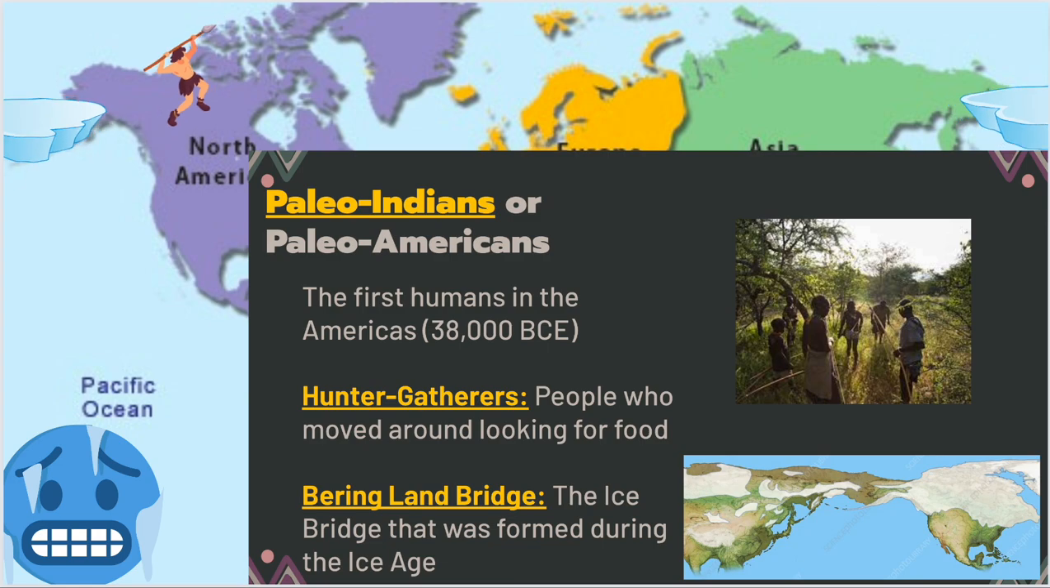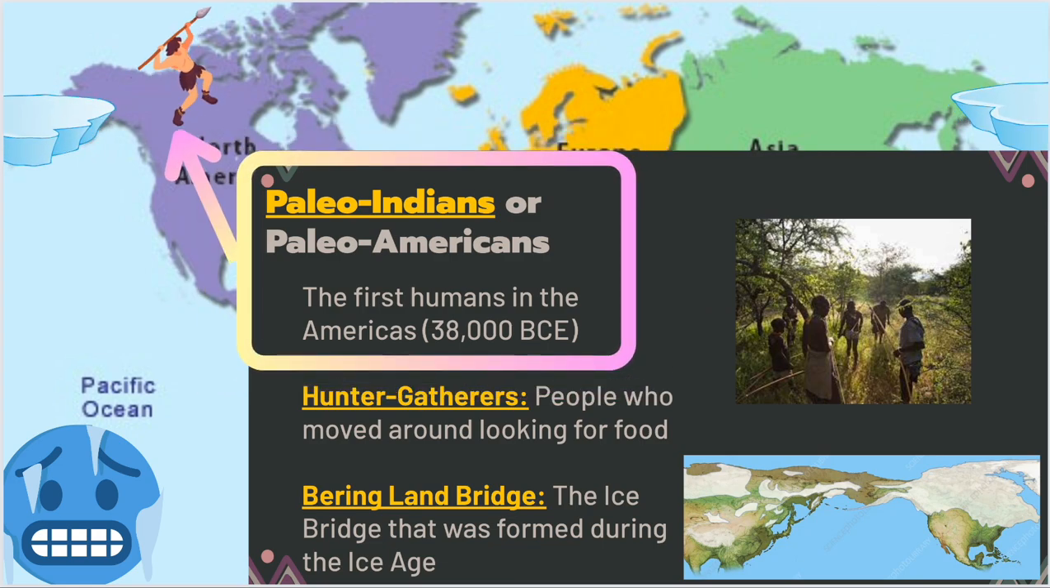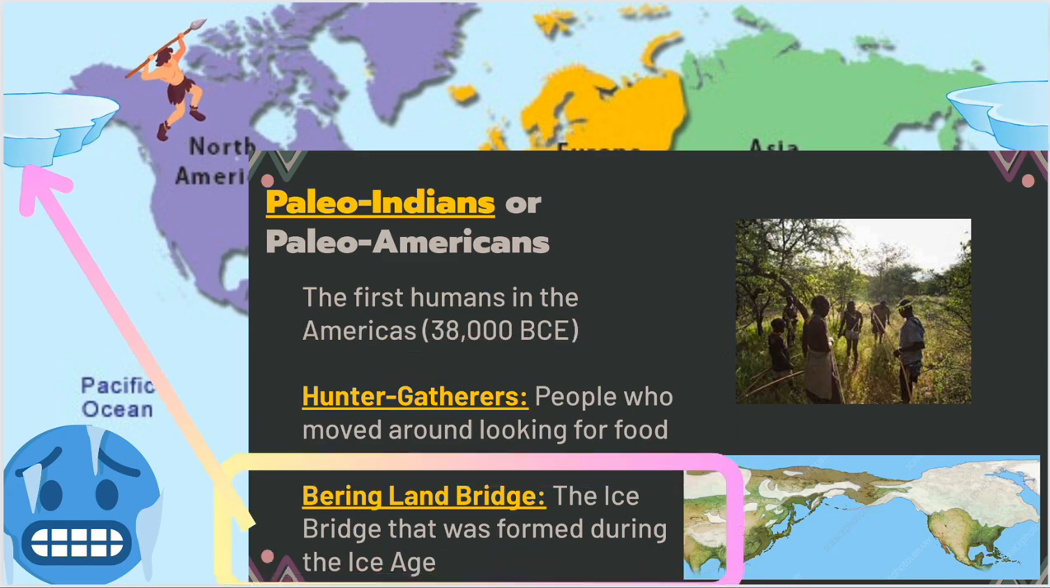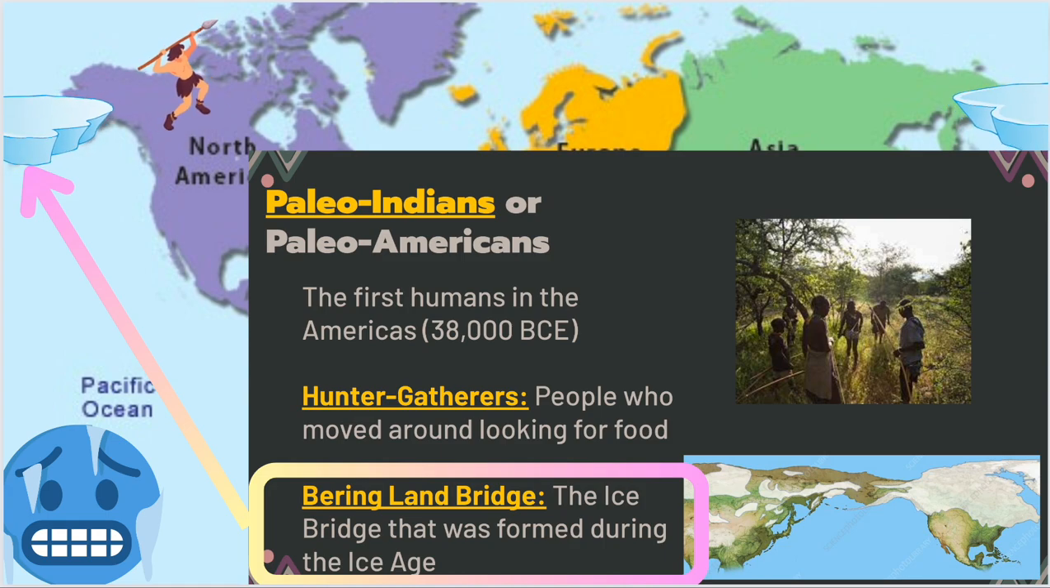And now this is what we're talking about. We're talking about Paleo-Indians. That's what this guy is. Paleo-Indians, the first humans to step foot into the Americas, in about 38,000 BCE, or before the year 1. These people were hunter-gatherers. That means that the way that they got food is by hunting and by gathering. It's right in the name. And then this ice that we're looking at on both sides, that connected Asia and Alaska, that's called the Bering Land Bridge. That's what helped these Paleo-Indians, these first humans, to cross over into the Americas for the first time.